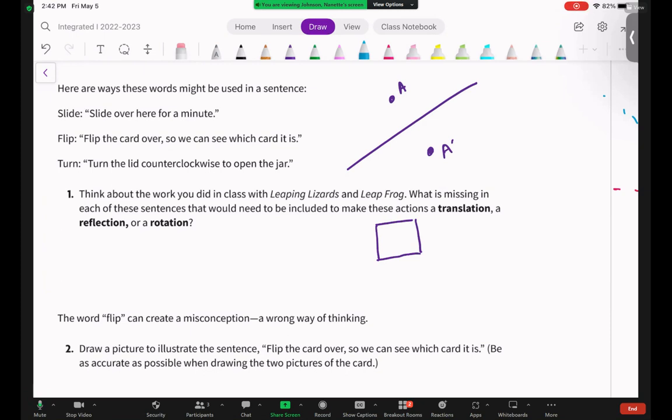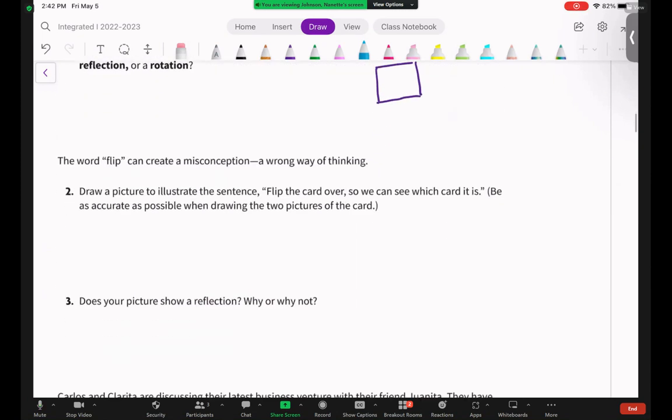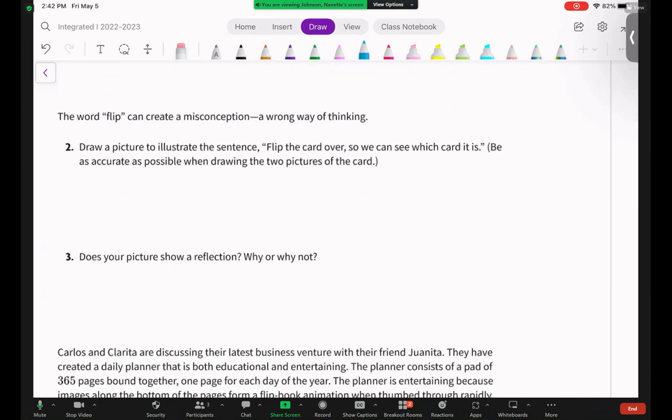So the words slide, flip, and turn are good beginning words to use. But as you understand more and more, you're going to need more and more pieces of information in order to do that. Okay. So the word flip can create a misconception, like a wrong way of thinking.